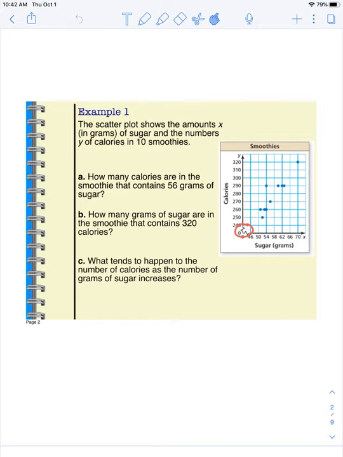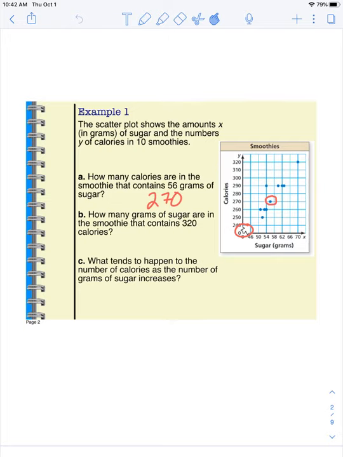All right, so part A, how many calories are in the smoothie that contains 56 grams of sugar? How are we going to find that? We're going to find 56 on the x-axis. There is only one dot where 56 is, and that dot is on 270 on the y-axis. So there are 270 calories in a smoothie that has 56 grams of sugar.